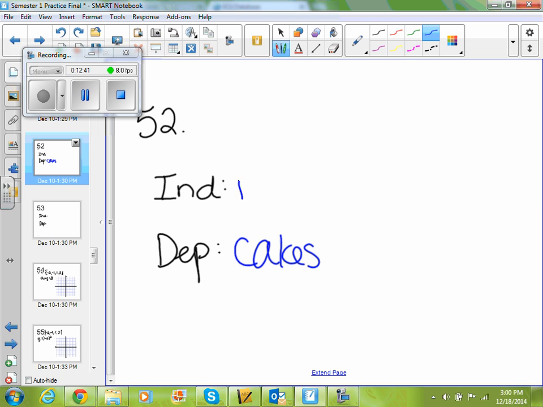Money, right? Money's my independent. So I have independent amounts of money, that's the $6. So my dollars is independent, and my dependent is cakes, and then I need to write a function in function notation. So f of x is function notation. So I have $6 per cake. So how would I write that as an equation?